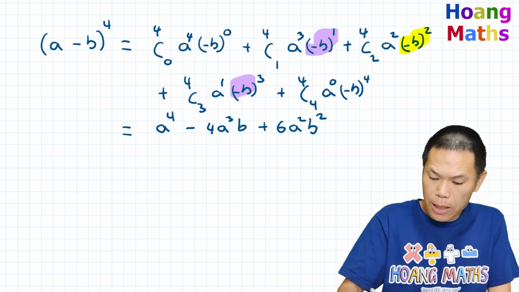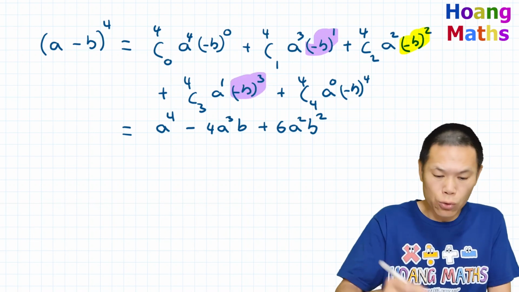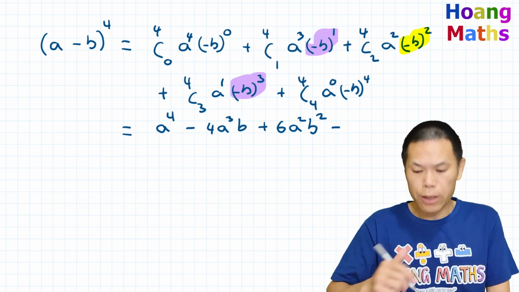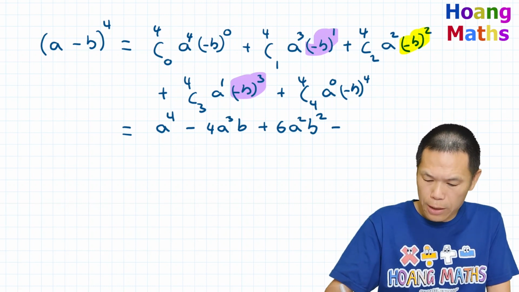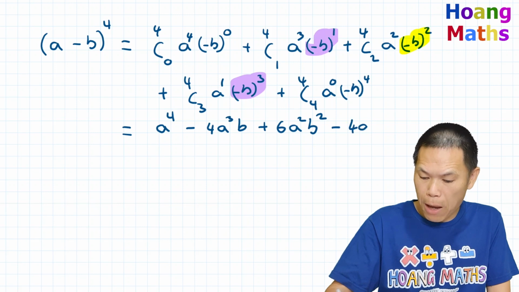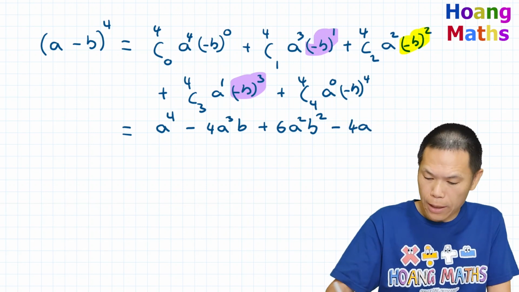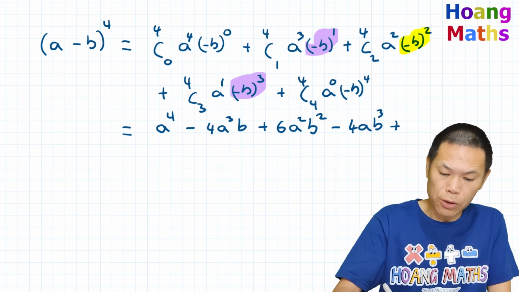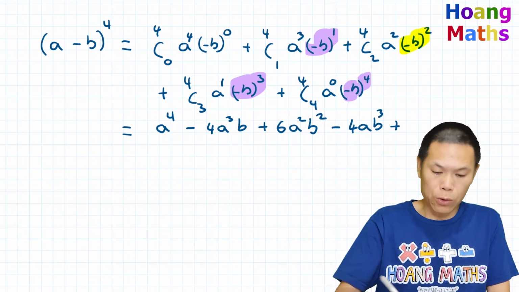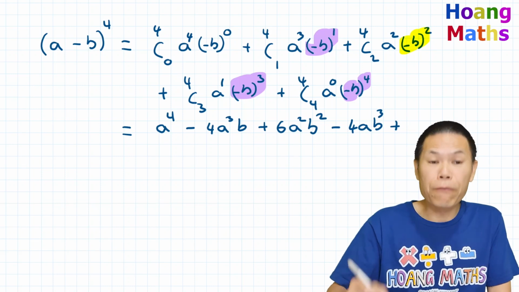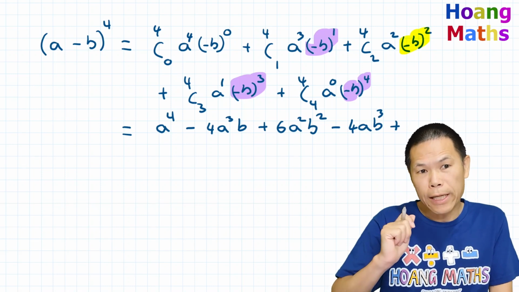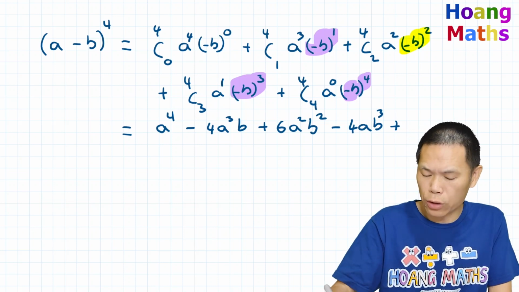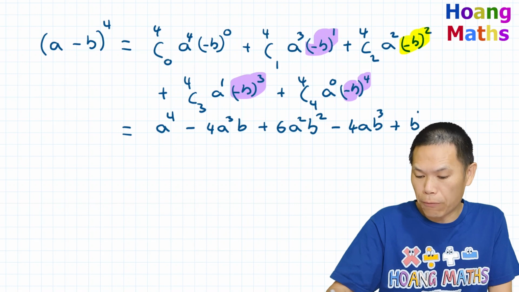And this term here is negative b power 3, so it should give me a negative. And 4C3 should give me 4. So that is 4a power 1, so just a, and then b power 3. And we have a positive because of negative b power 4, so it should give me positive. And then 4C4 is 1, and a power 0 is 1. So therefore, 1 times 1 is 1. So it should give me b power 4.